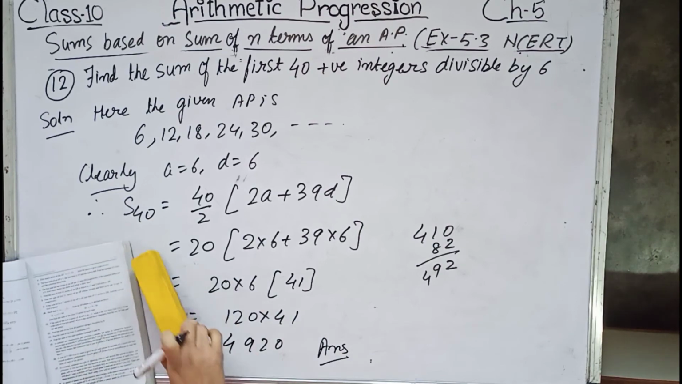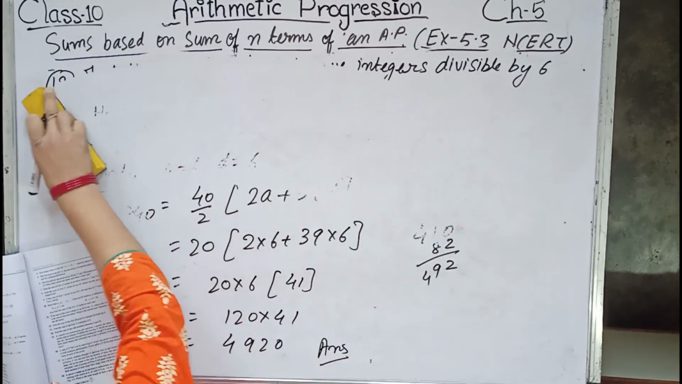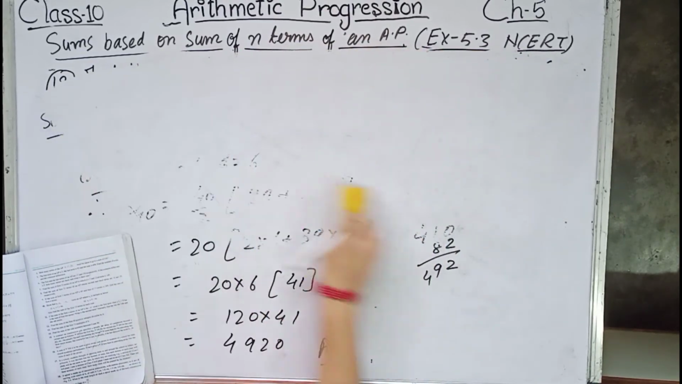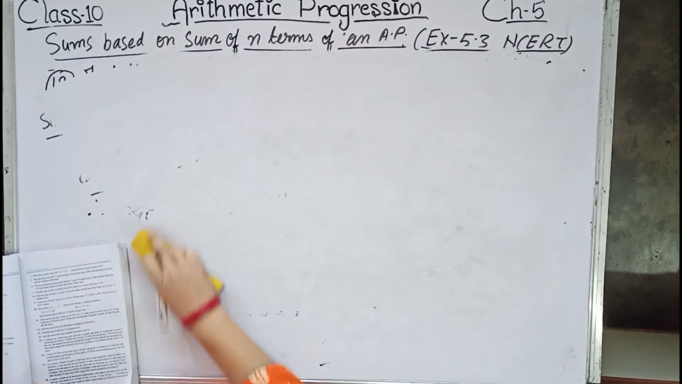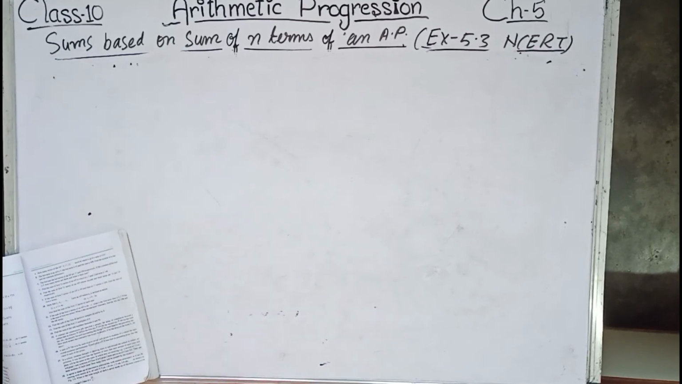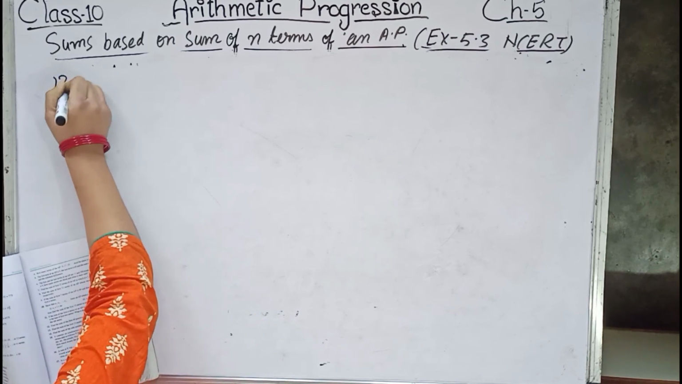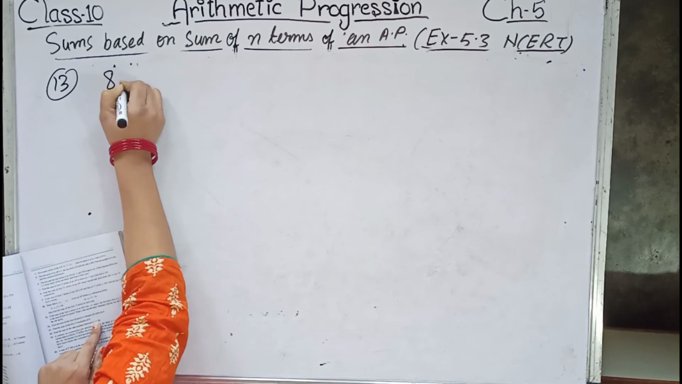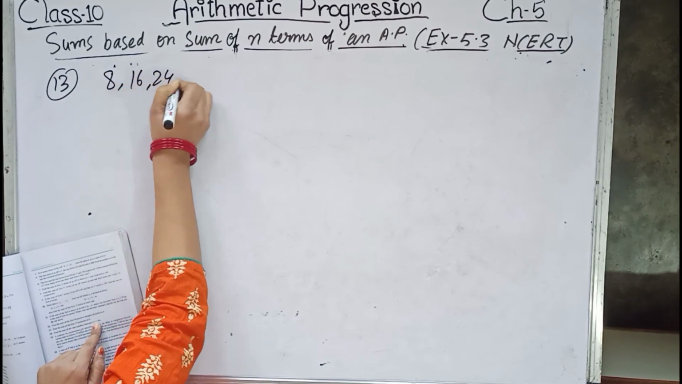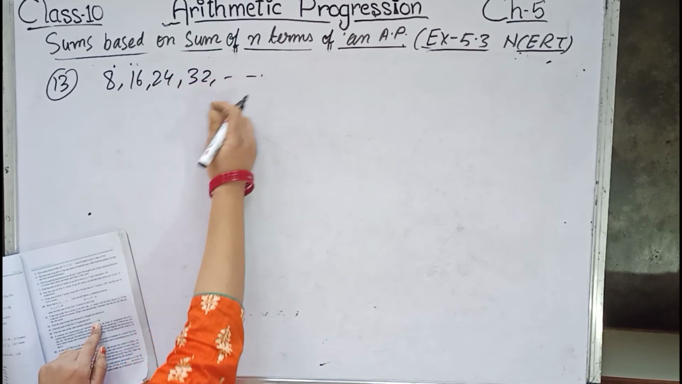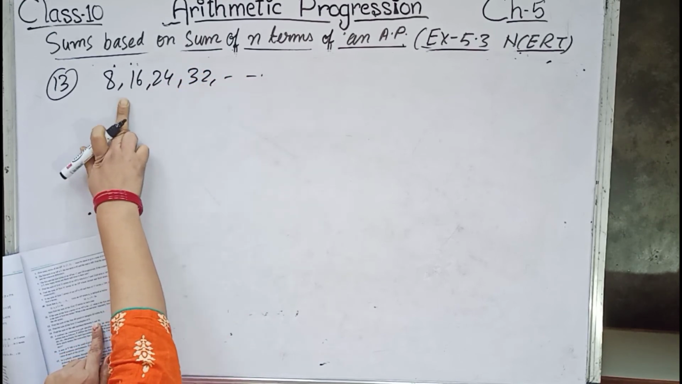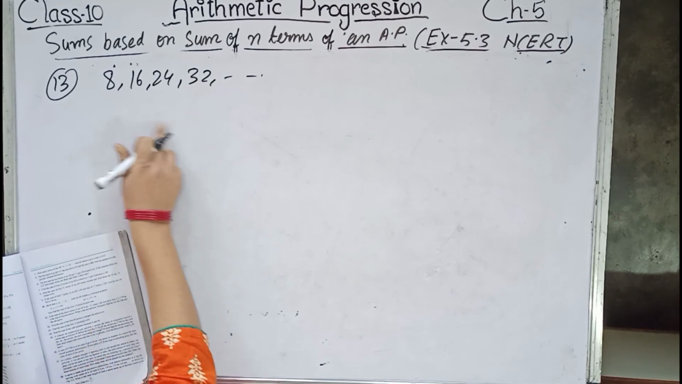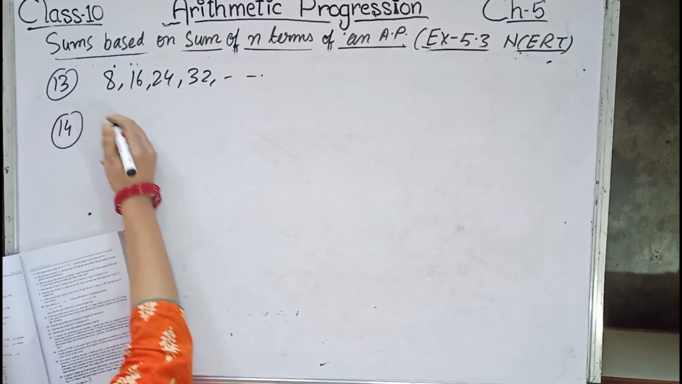Now question number 13 is: find the sum of the first 15 multiples of 8. I think you can do it by your own. I am leaving this sum. The AP will be first 15 multiples of 8, that is 8, 16, 24 and so on. So A you will be taking as 8 and D as 8 and S15 you will be finding.